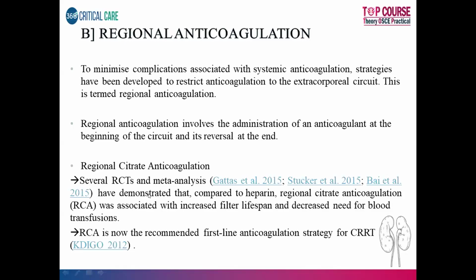There are several RCTs and meta-analyses which have demonstrated that compared to heparin, regional citrate anticoagulation was associated with increased filter lifespan as well as decreased need for blood transfusions. So the KDIGO guidelines from 2012 already recommended RCA as the first line anticoagulation for CRRT.